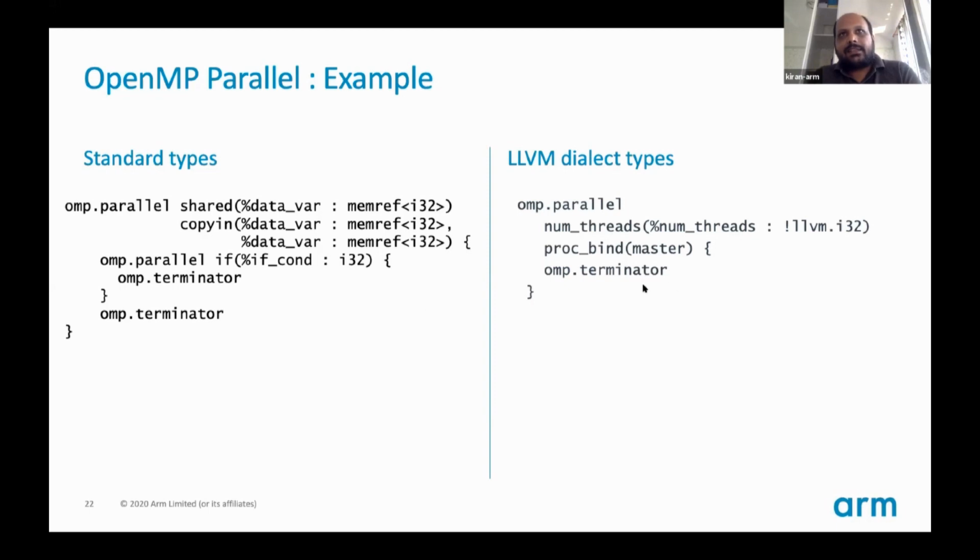On the right-hand side, I have an OpenMP parallel operation, and it has a num_threads clause, and the num_threads is specified to be of the LLVM dialect type. There is also another point to note here. There's a clause called proc_bind. These kind of clauses are constant. That means that the values of these clauses can never be a variable. So these are called attributes inside MLIR. So here that is specified. The proc_bind clause has the value master, which is an attribute.